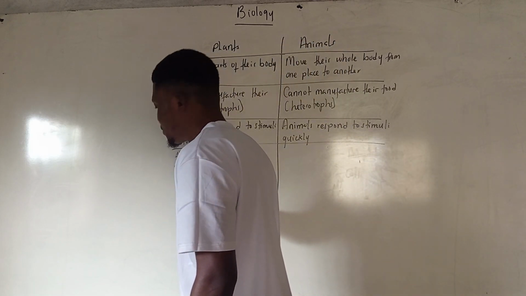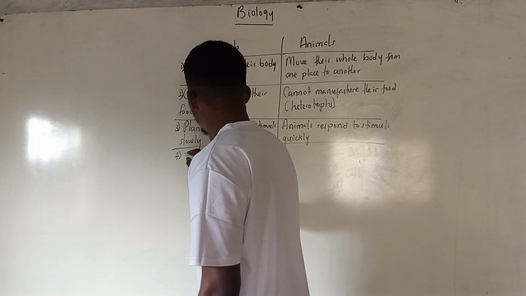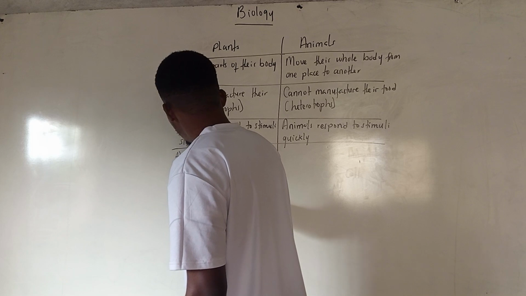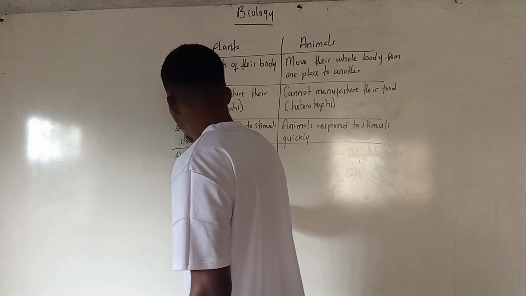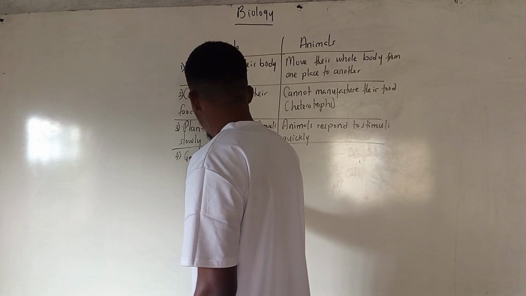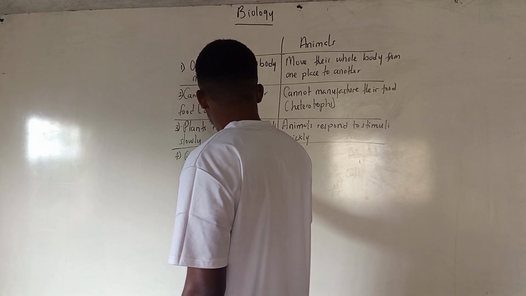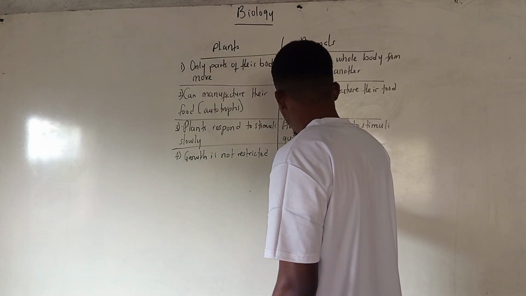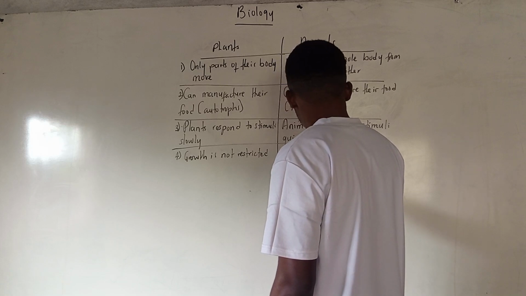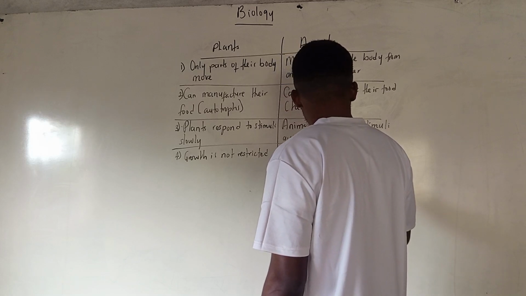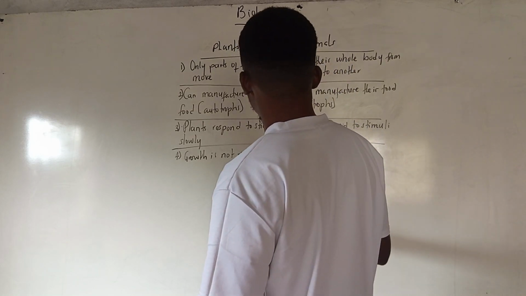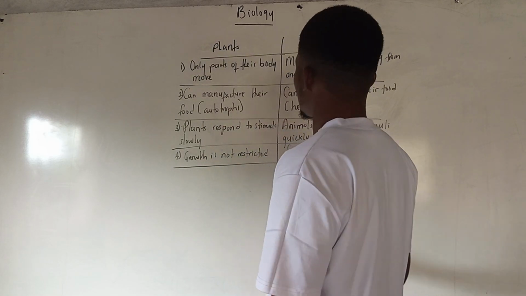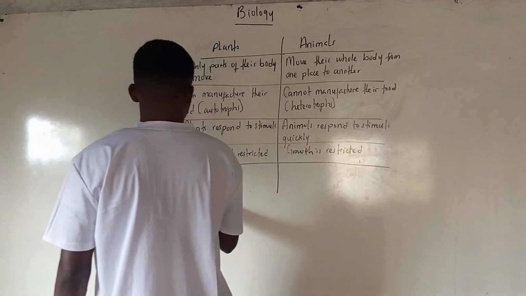Then number four, we say growth is not restricted in plants, but in animals, growth is restricted. So we can go on with other differences between plants and animals.